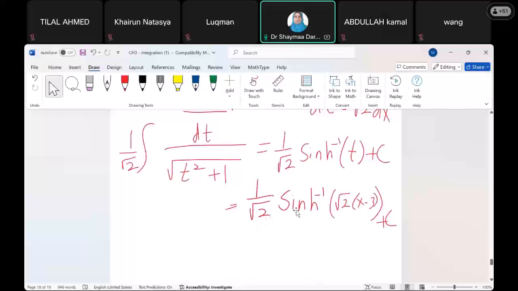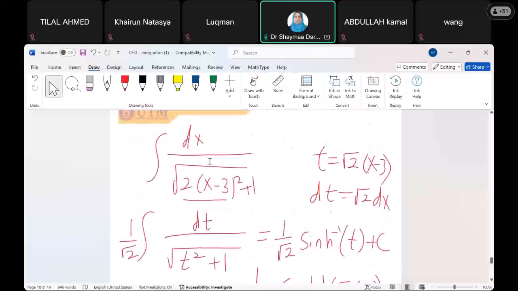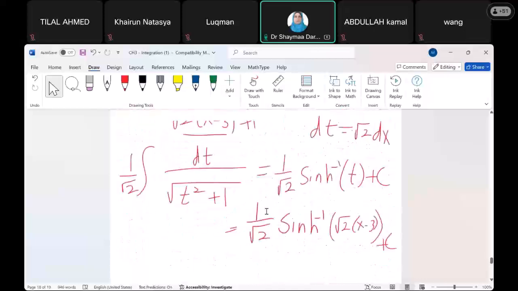How to check your answer? Find the derivative of this function. It should be equal to this one. Find the derivative of this function.